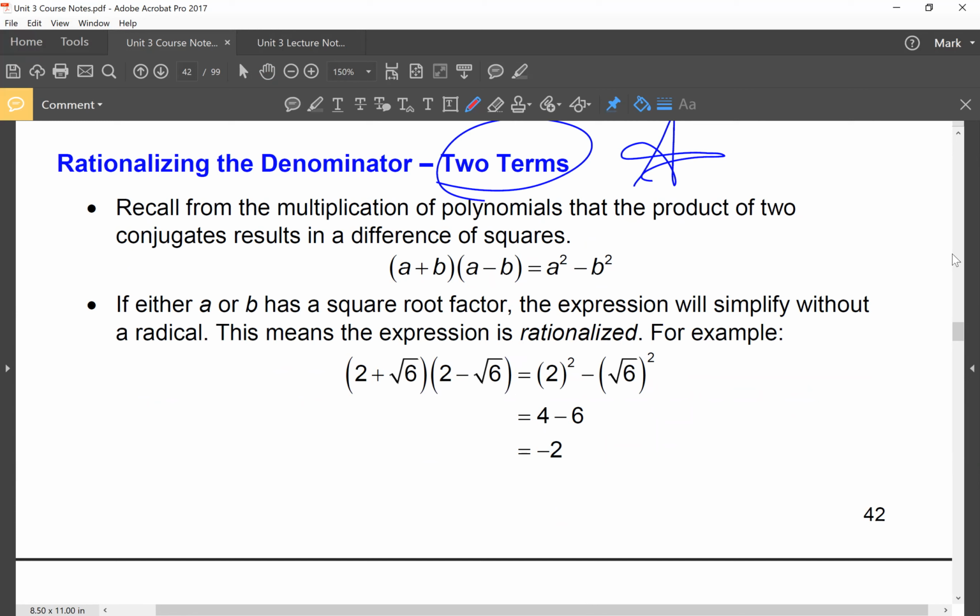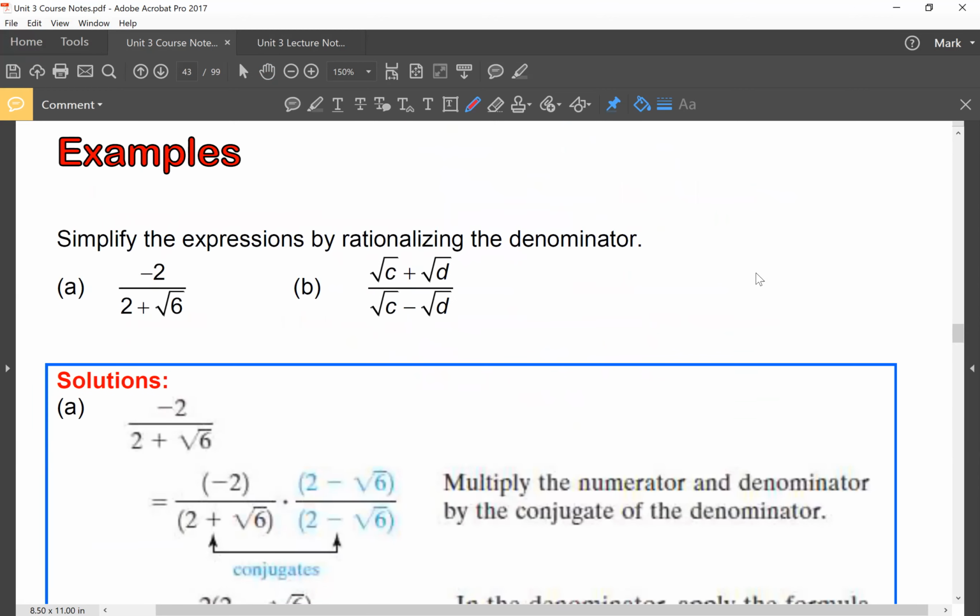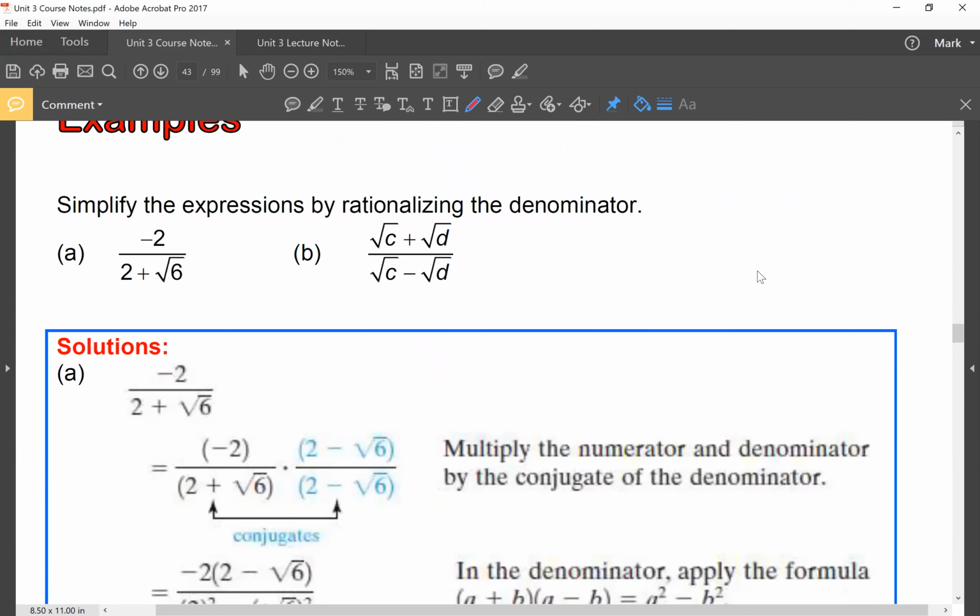Basically what we were doing 10 minutes ago, foiling: first, outside, inside, last. So let's have a look at this. Simplify the expressions by rationalizing the denominator. So if you look at A and B, they have in the denominators two terms.